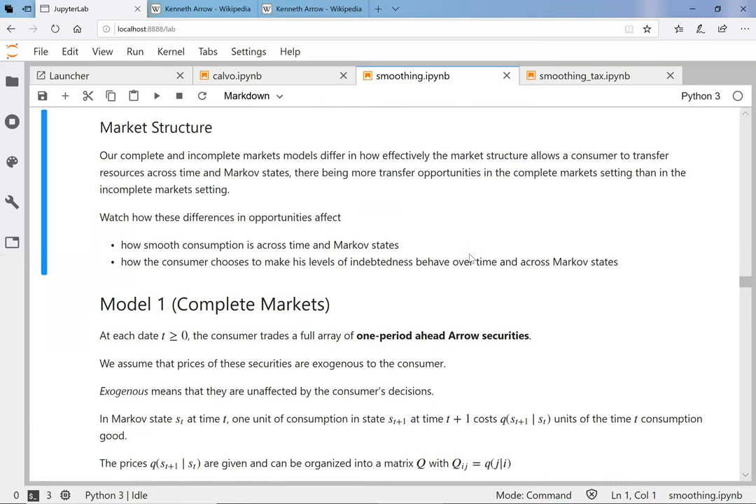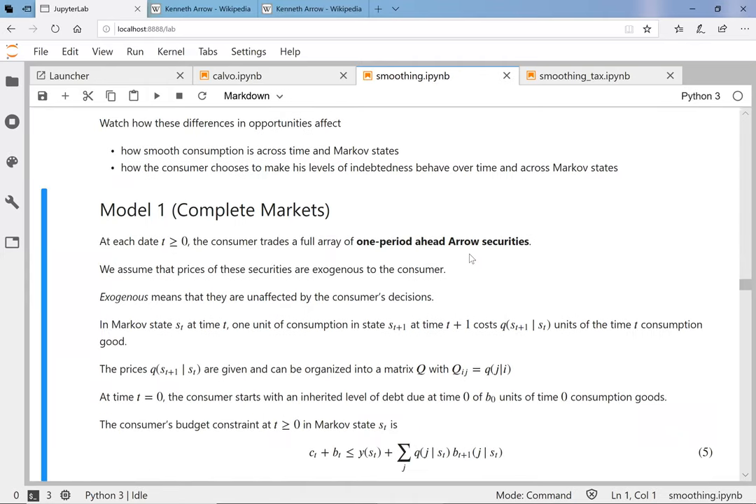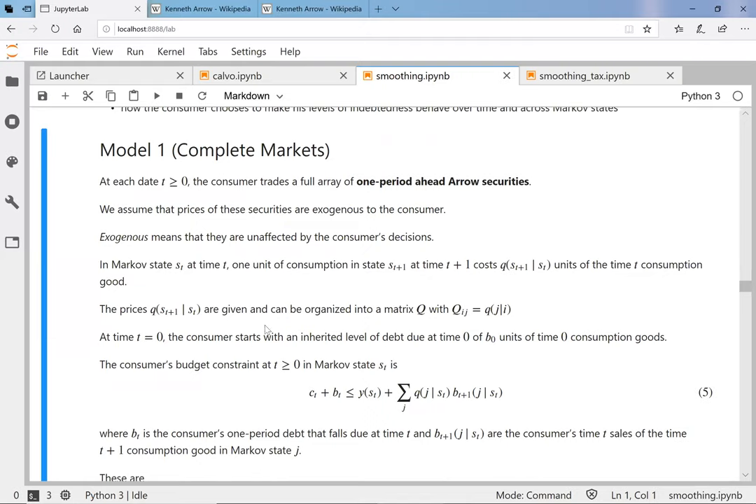I'm going to talk about a couple of models. So this now is going to look a lot like Chapter 8 of Ljungqvist and Sargent. There's going to be complete markets. I'm going to have these one-period Arrow securities. I can organize the prices into a matrix Q_ij.